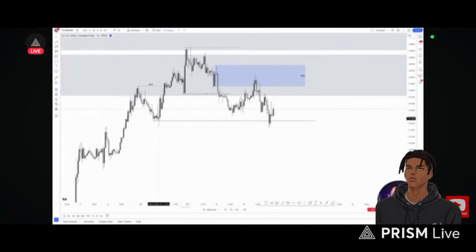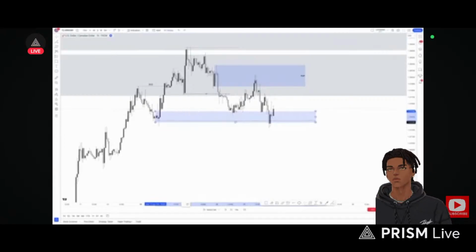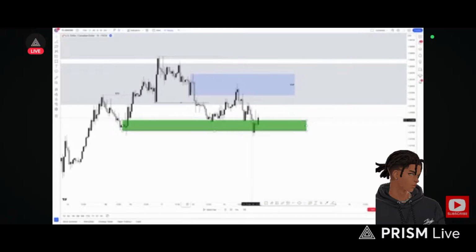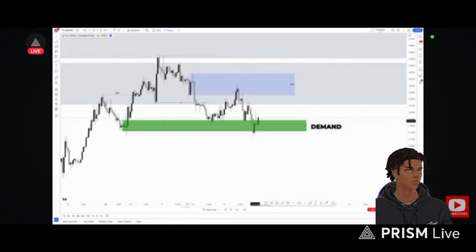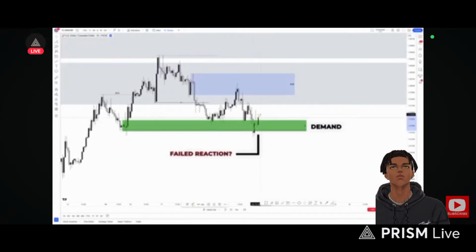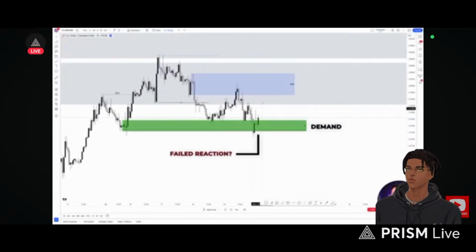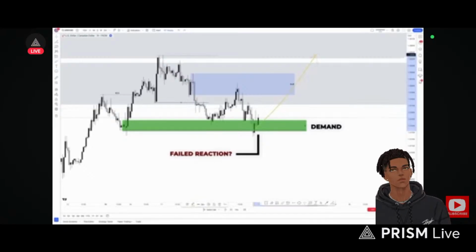So at this area right here, there is also your demand zone right here. So once again, there is your demand zone right there. And in this area, we want to see whether price actually respects this demand zone or not. In that case, I'm waiting to see whether there is a failed reaction right here, or price actually reacts to this demand zone and just continues going back up, right?